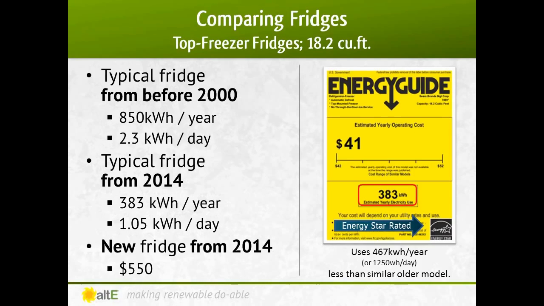Refrigerators have come a long way in this century. A typical fridge from before the year 2000 used about 850 kilowatt hours a year. An average Energy Star fridge these days uses less than 400 kilowatt hours a year. That's less than half the power from just 14 years earlier.